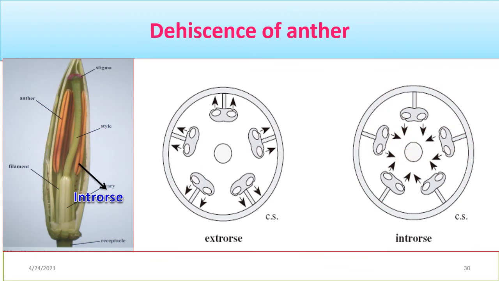Dehiscence of anther is seen in this slide. Here you can see this line of dehiscence is there, which is facing towards the inner side. If it is facing towards the inner side of the ovary, then it is called introrse. If this line of dehiscence is facing towards the outer side, then that is called extrorse.